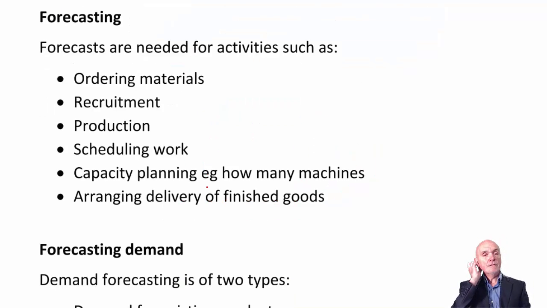Something else we have to do when thinking about operations management is forecasting. We need forecasting maybe to place orders, to recruit people, to train people. We need forecasting maybe to decide how many lorries we need if we're doing our own distribution and so on. So here we have ordering materials, recruitment, production, scheduling work and so on there. We want to know in advance, if we can, what volume of goods we have to be dealing with, really.